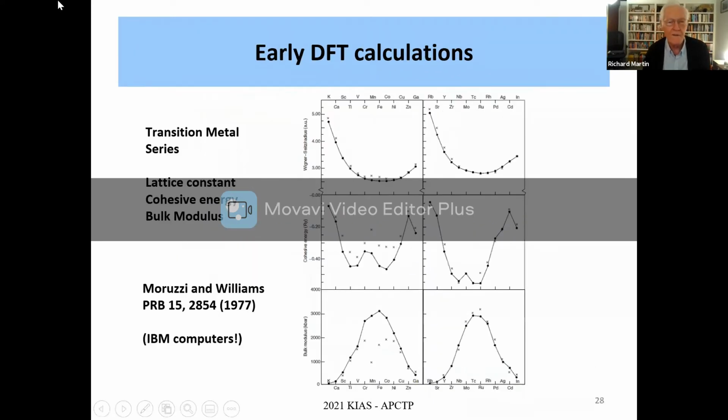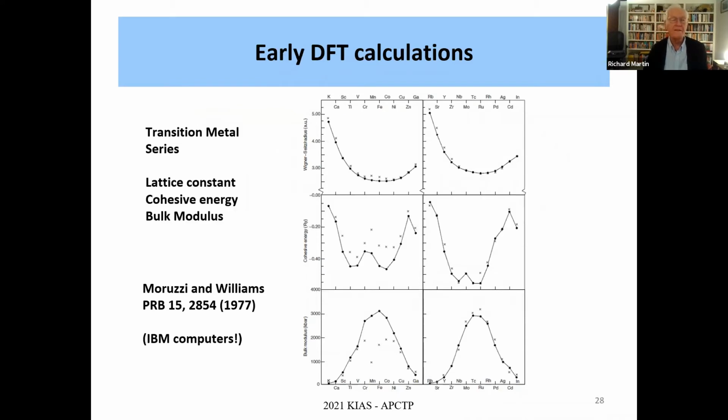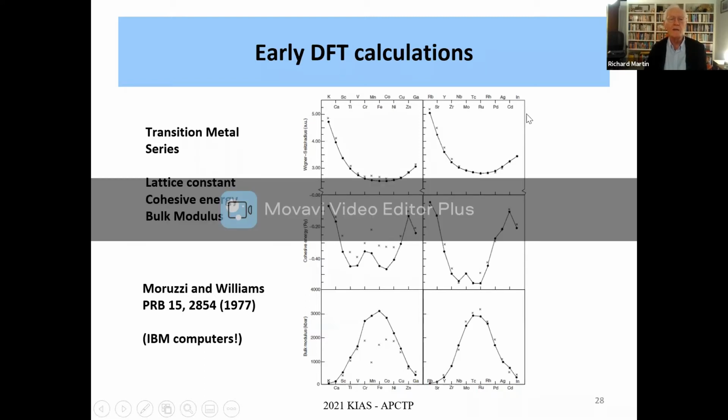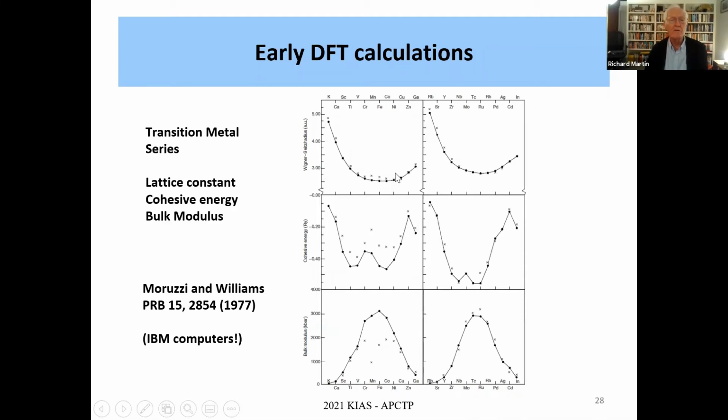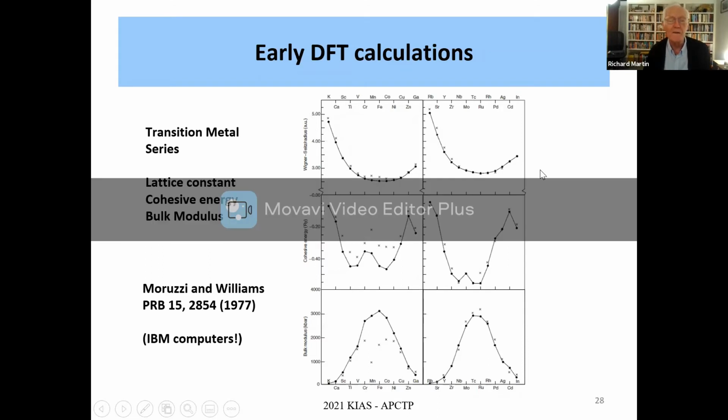Here's the very first calculation that really put density functional theory on the map. This was in 1977, and it's the lattice constants, the cohesive energies, and the bulk modulus of the entire series of the 3D and 4D transition metals. The solid lines connecting the dots are the theoretical calculations, and the crosses are the experimental numbers. And this put DFT on the map because that agreement is just spectacular.